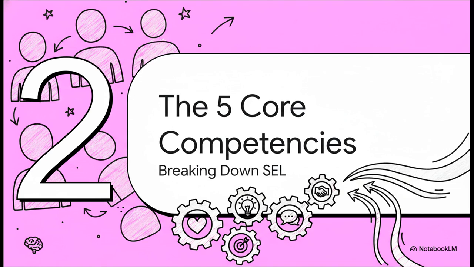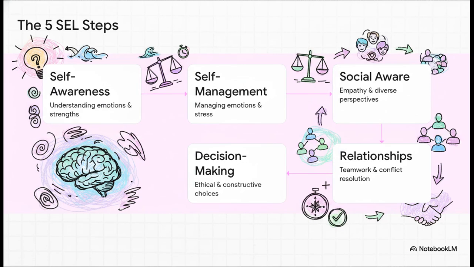Moving right along to Part 2, the 5 core SEL competencies. Think of these 5 competencies like building blocks that naturally sequence together. We start totally inward with self-awareness, basically understanding your own emotions and triggers. Then step 2 is self-management, actually keeping those emotions in check. From there, we move outward to step 3, social awareness, which is all about empathy. Step 4 brings in relationship skills like teamwork. And finally, step 5 is responsible decision-making. It's this really logical, beautiful flow from mastering the internal self to navigating the external world.